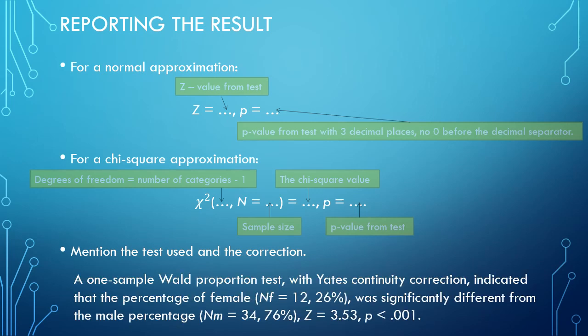So for example, I could write down a 1 sample Wald proportion test with Yates continuity correction indicated that the percentage of females was significantly different from that of the males, and then the Z value and the p. Now you might notice I've used p less than 0.001, which is quite common to do if it's indeed less than 0.001. If it had been 0.023, for example, I would have simply used an equal sign and then listed 0.023.